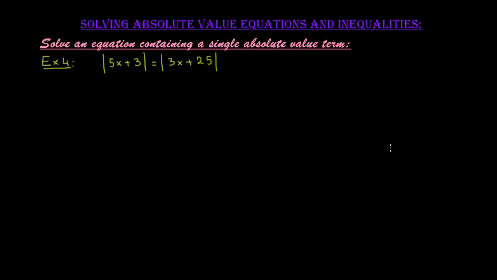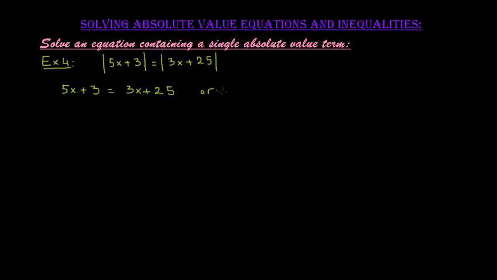Now let's do one more example before we move on to solving inequalities. So example 4, you have the absolute value of 5x plus 3 equal to the absolute value of 3x plus 25. So it's the same idea as we saw before. My first step is to break down the absolute value into two equations. The first one stays exactly the same, with the positive on the right side. So 5x plus 3 equal to 3x plus 25.